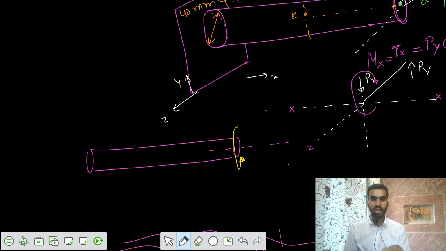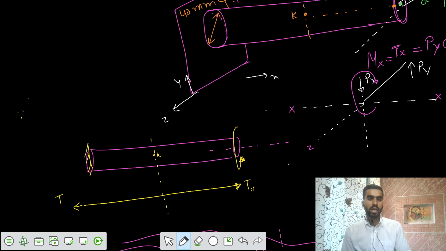So if I make the line diagram, there's some T acting here, that's your T in the x direction. This side is your fixed side, so opposite to that there's some T. And now our concern is the torque at point K, this is your point K, and we need to cut that section because your convention is that you go from left to right, and you show the stresses on that right plane.